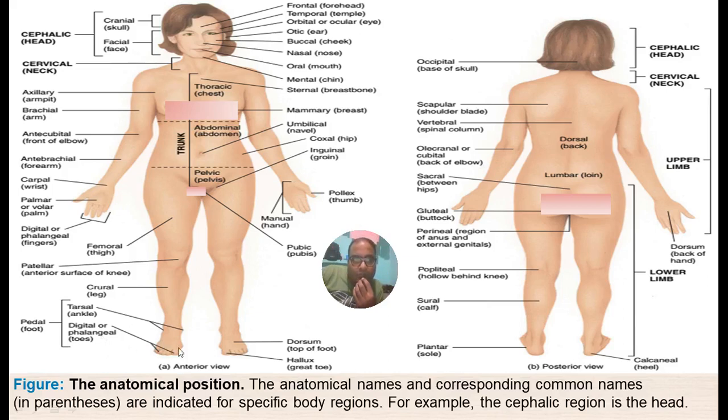So this is the anterior view. There is also some labeling over here, very detailed and minute, like frontal, temporal region, orbit. These are the locations you can easily understand by reading these terms.